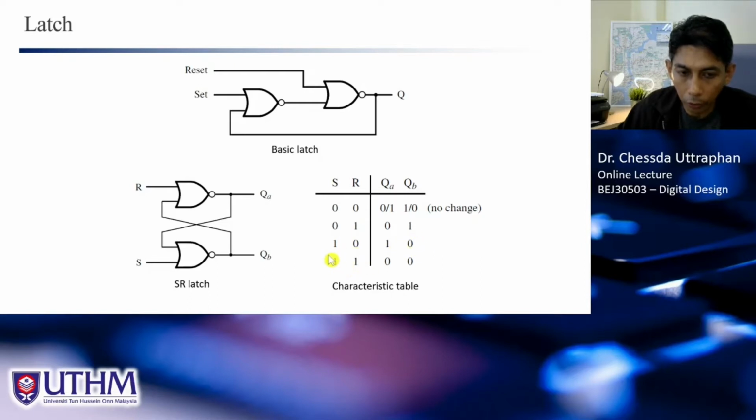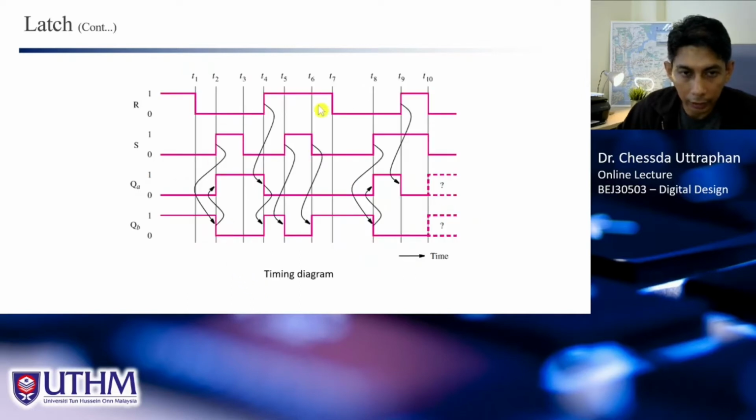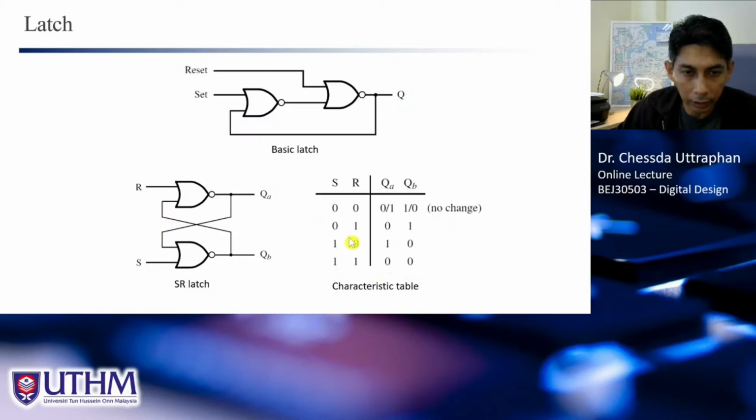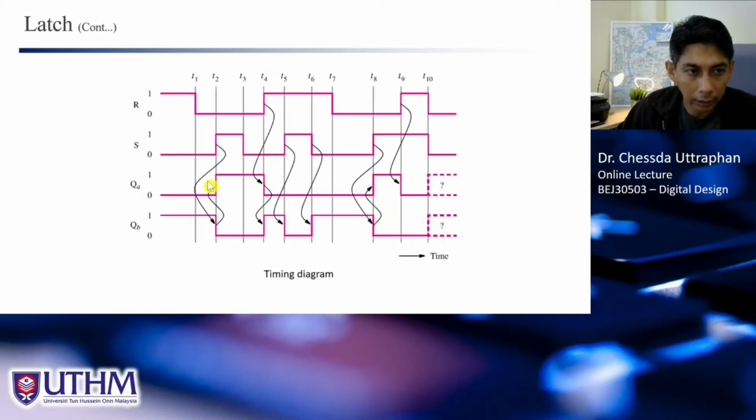And if both are 1, QA and QB are 0. So this is the characteristic of the SR latch. And when we look at the timing diagram, the relation between the input and the output, here is how it is actually based on this characteristic.